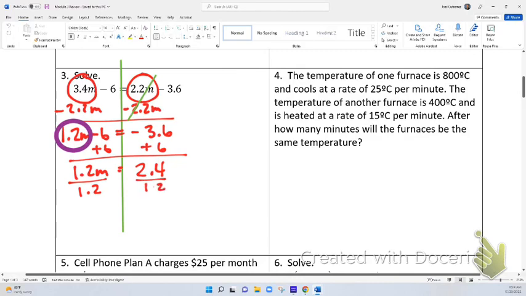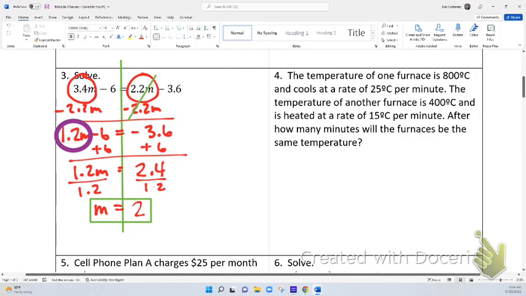And once again, here's where I'm telling my first period, as well as everyone who's currently watching this, please make sure you use a calculator. So 2.4 divided by 1.2 gives you just a 2. So there's your answer for number 3.